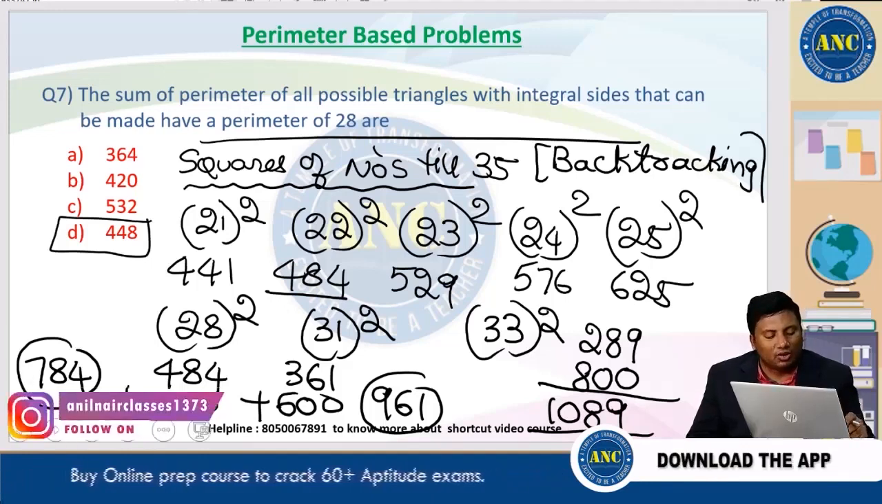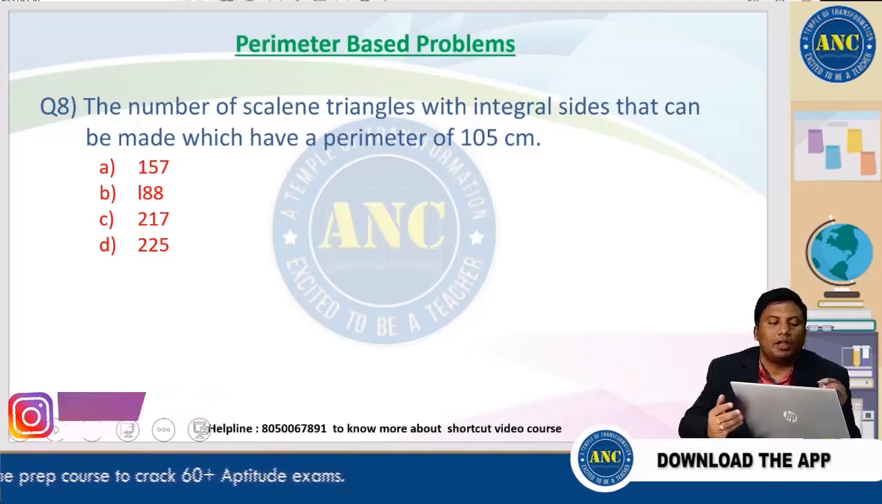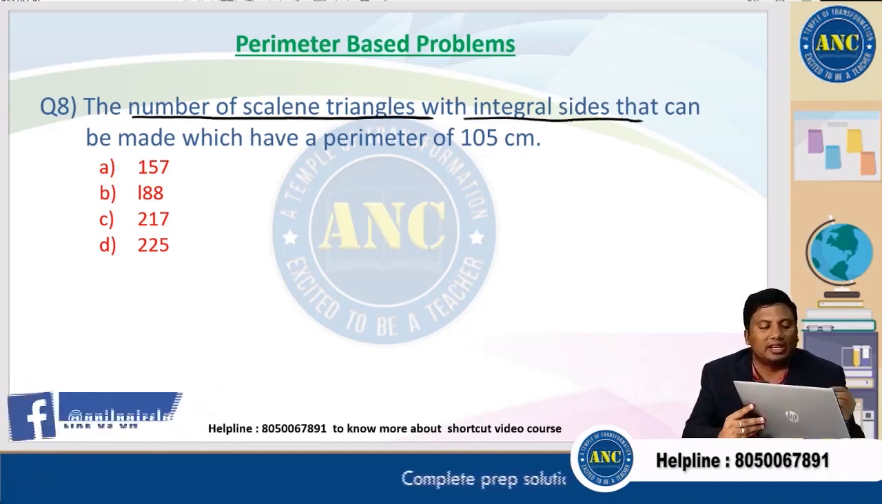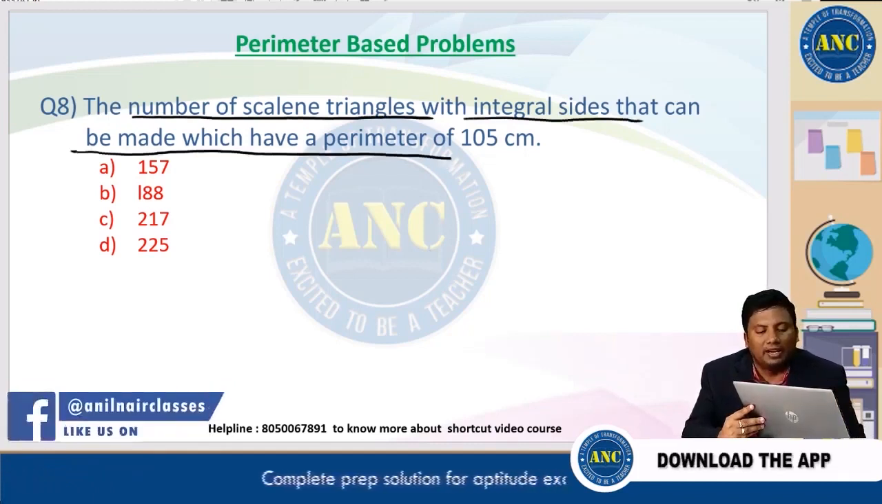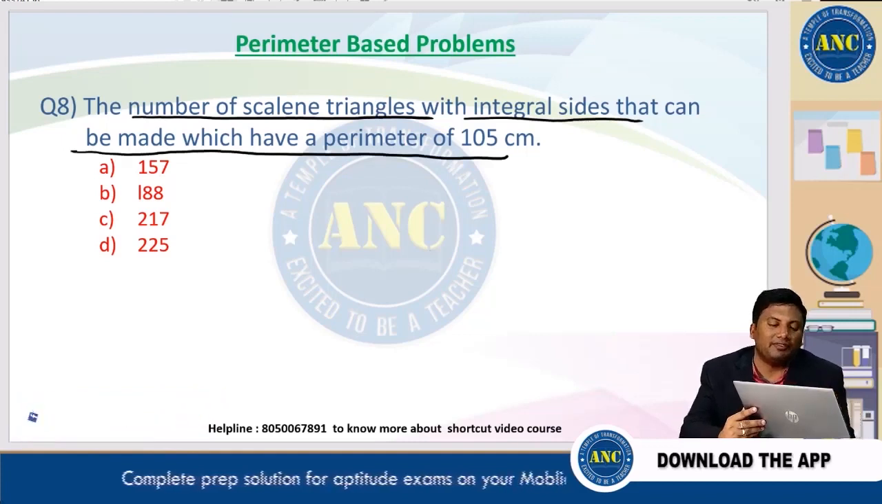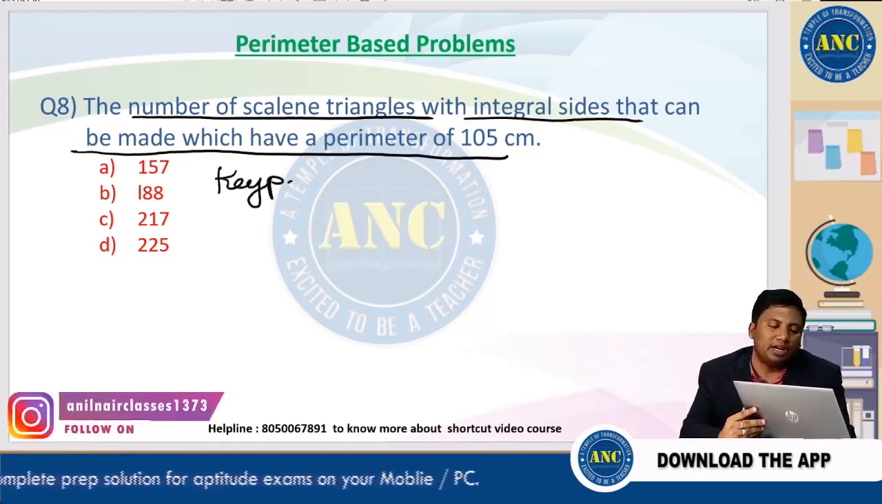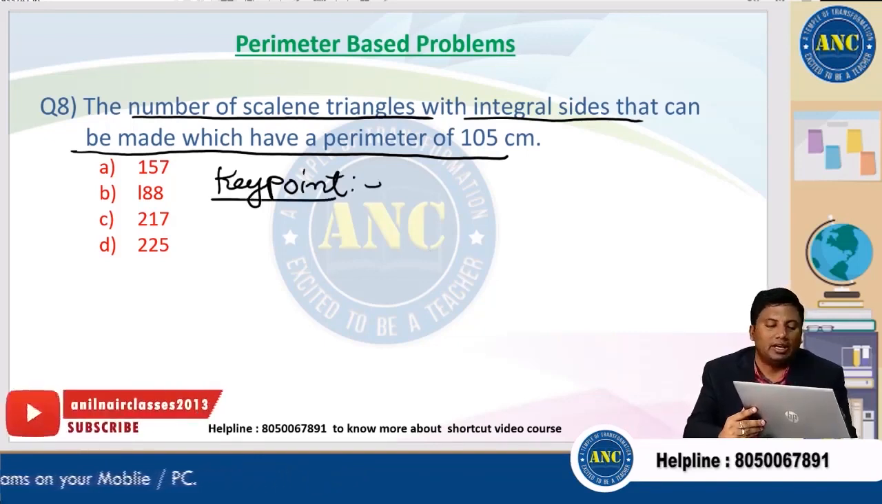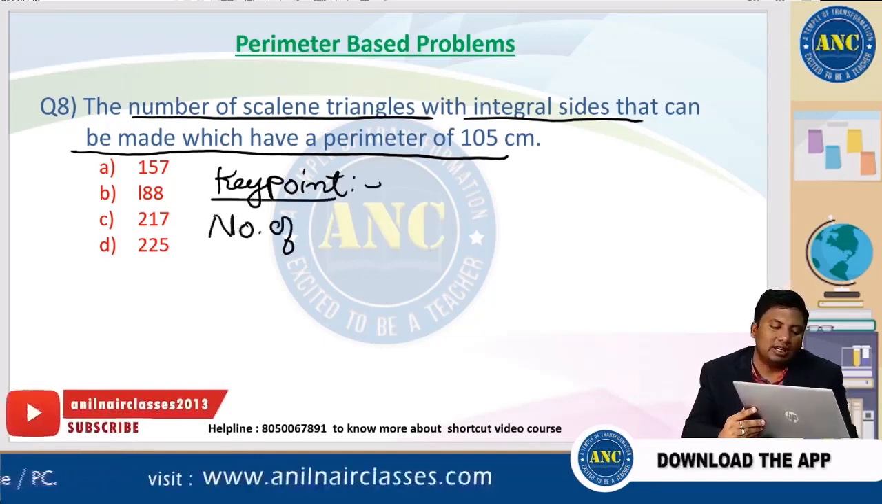Question number 8. Number of scalene triangles with integral sides that can be made with a perimeter of 105 centimeters. Important key point.